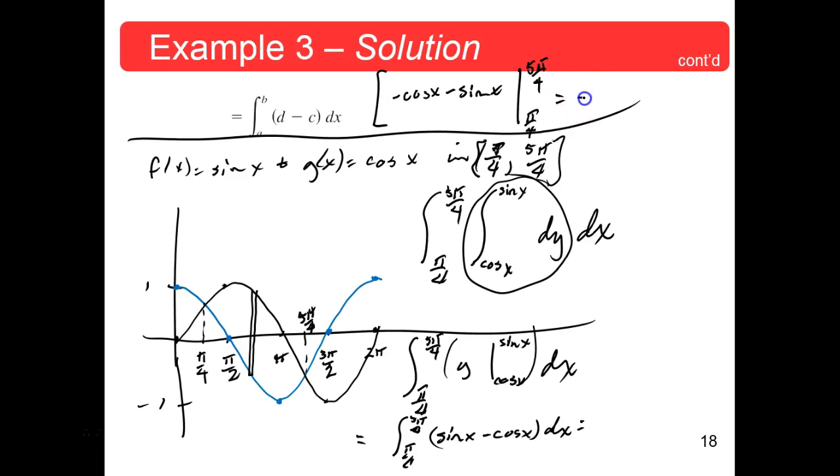We have a minus cosine plugging in the top value, 5 pi over 4, minus sine of 5 pi over 4, okay, minus plugging in the bottom one, a negative cosine pi fourths minus a sine of pi fourths.